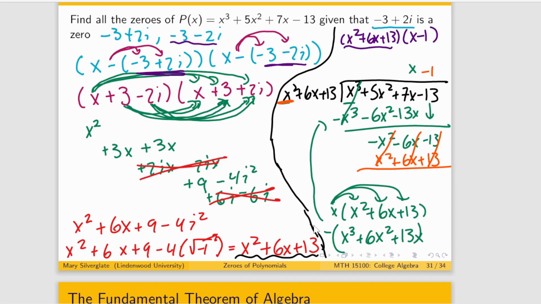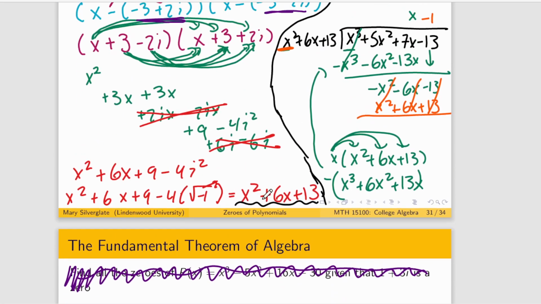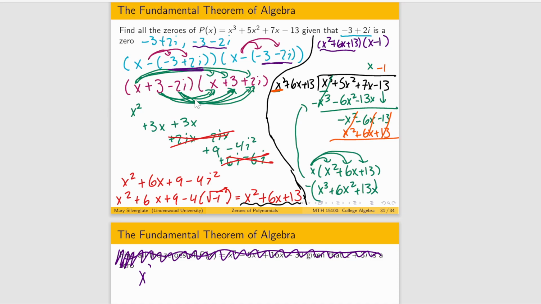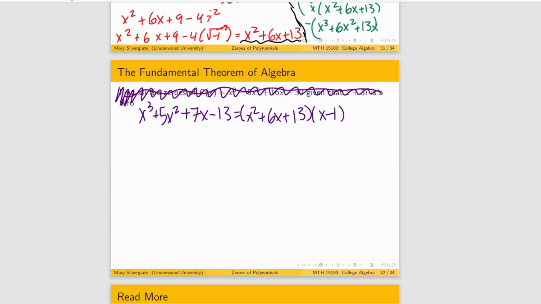If you did it right, every term with an i should go away except for a single i squared, and that single i squared should simplify because you know that the square root of -1 is i. Then you want to take the original and divide it by what you just found. And in this case, what we just figured out was that x cubed plus 5x squared plus 7x minus 13 factors into x squared plus 6x plus 13 times x minus 1. And my goal is to find all the zeros.